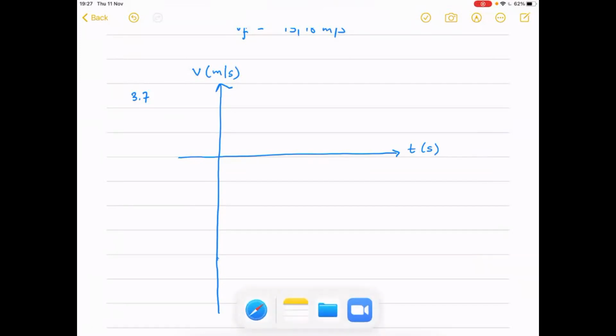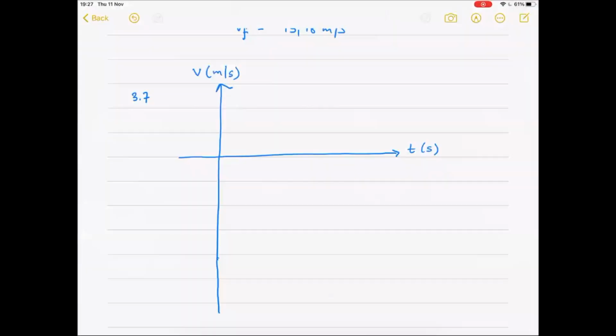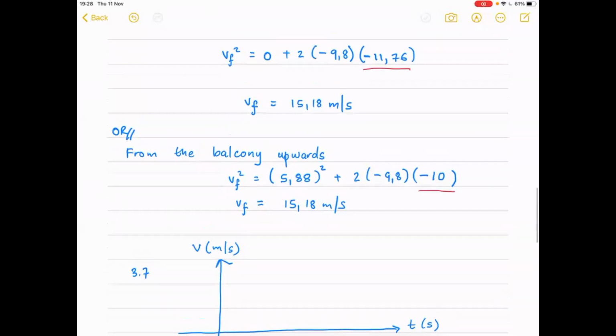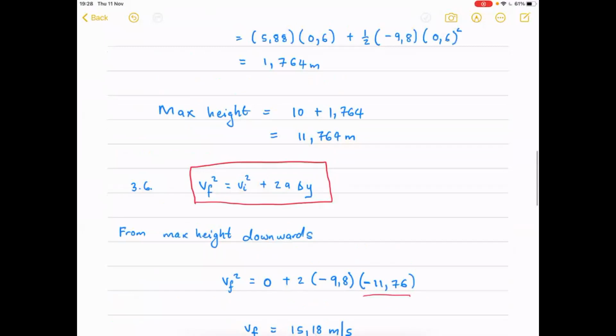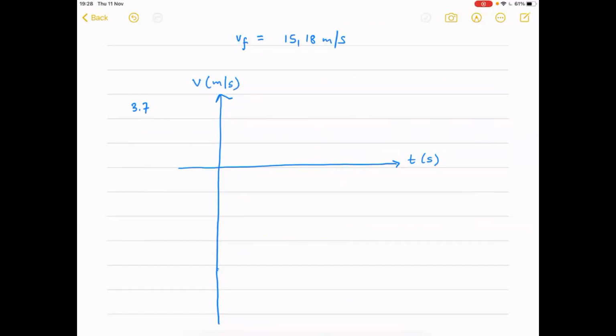So they wanted us to, let's quickly remind ourselves. They want us to show the initial velocity, the final velocity, and the time taken to reach the maximum height. Okay, so final velocity is 15.18 meters per second, and the initial velocity was 5.88. So when we're drawing this now, the time to reach the maximum is here at 0.6 seconds, because they asked us for that.